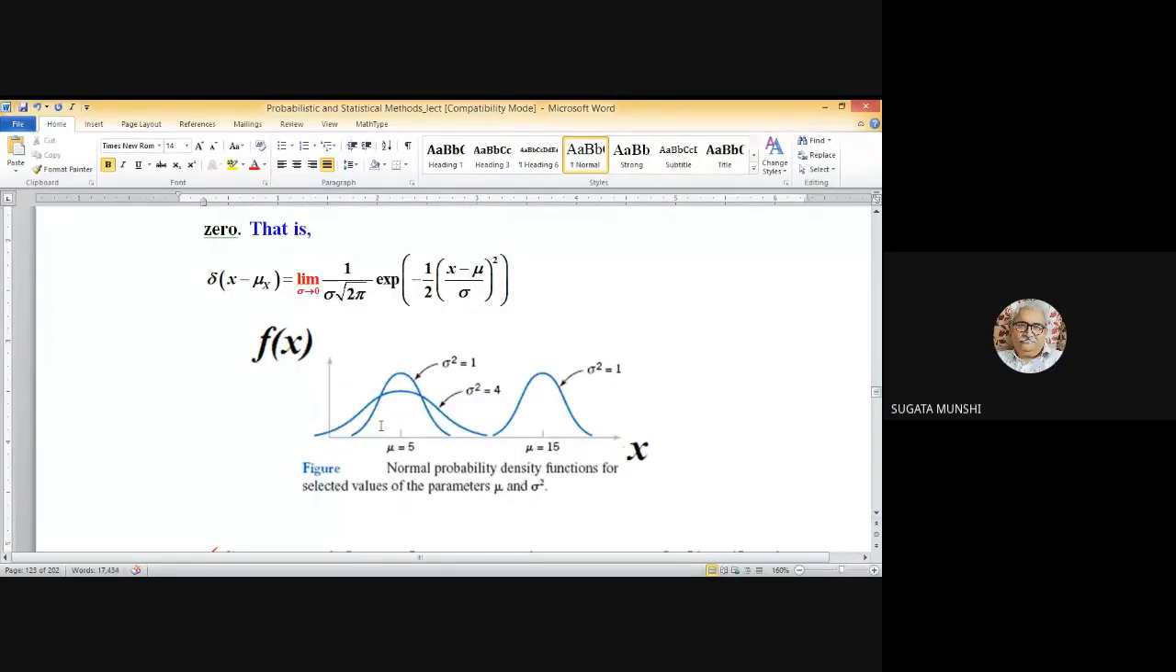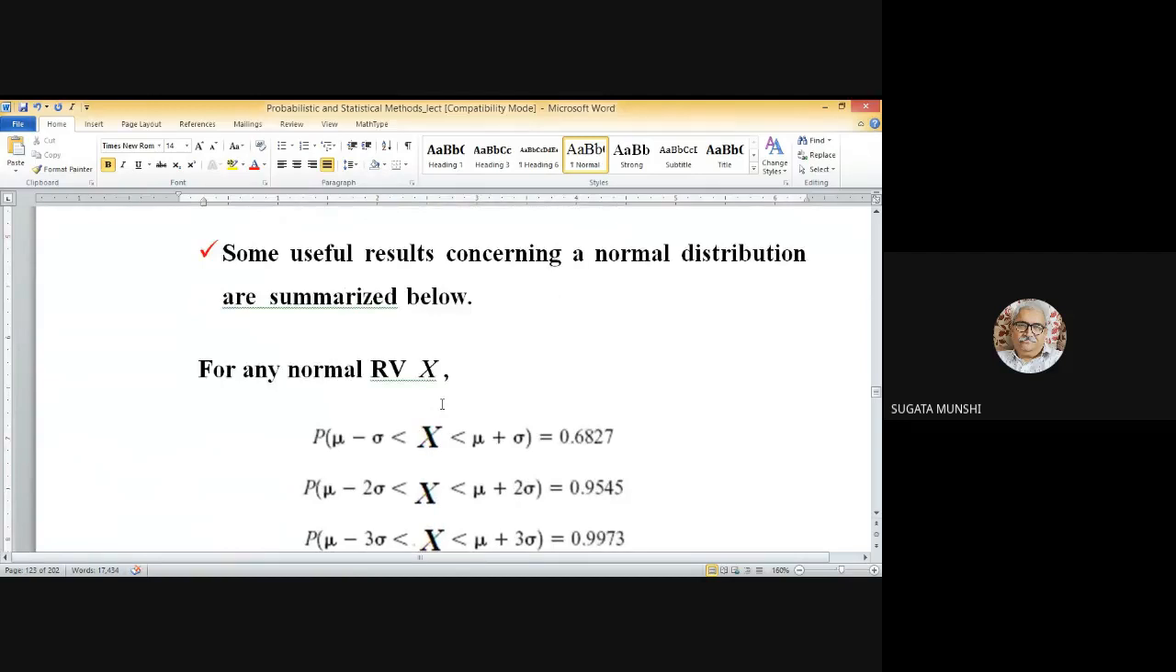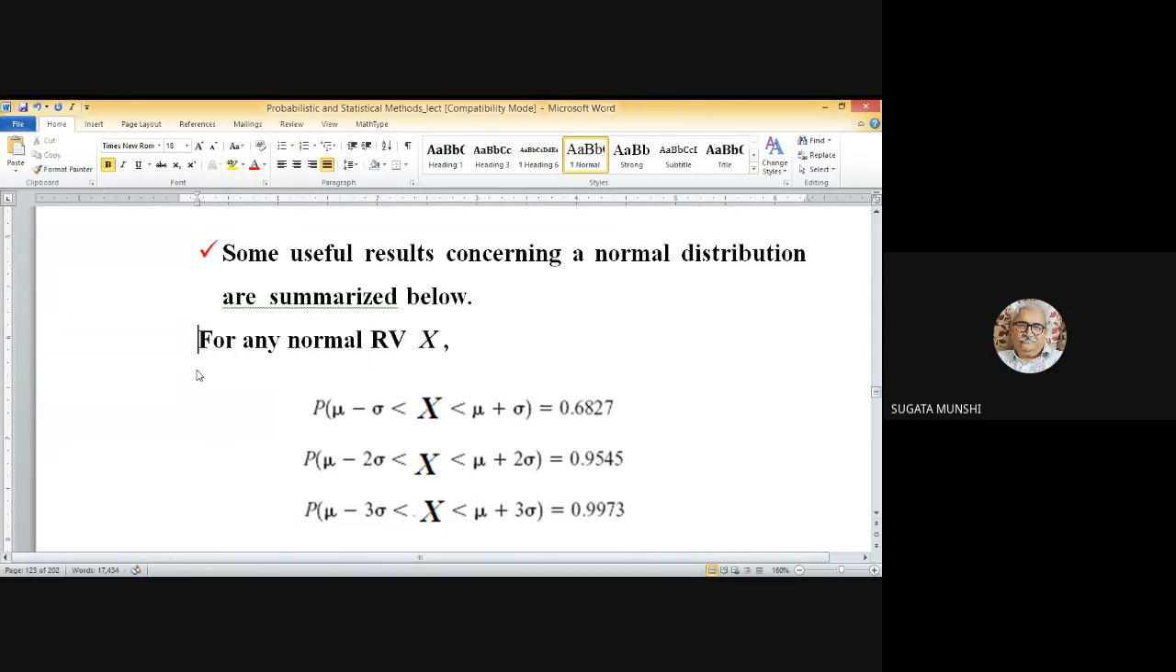Here I have just shown that with a change in the value of mu, the location of the distribution changes. So nothing very special. Now some results I have pointed out here for a normal random variable. The probability of the random variable lying in the range mu minus sigma to mu plus sigma is 0.6827, obviously obtained by numerical integration.